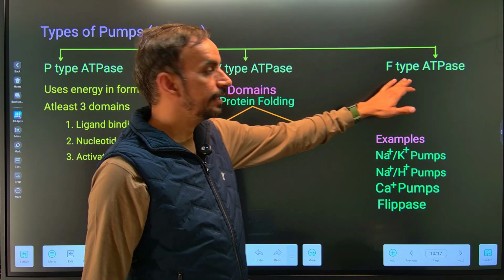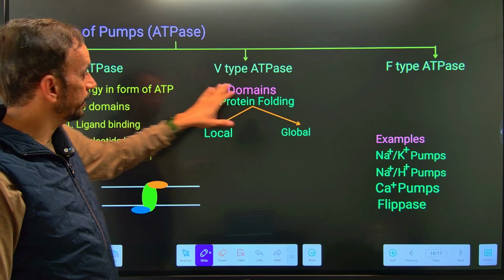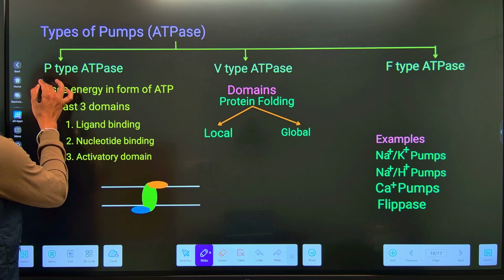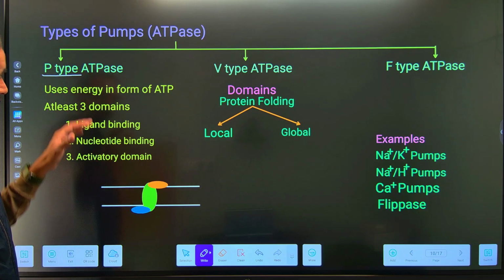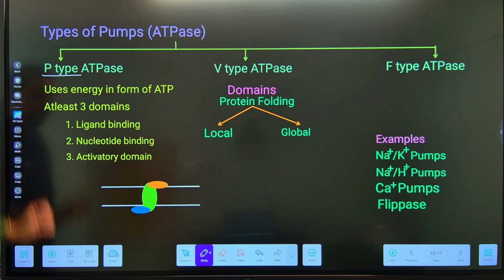तो अभी अपन ने just बात की थी F-type ATPase. So we are also having V-type ATPases and P-type ATPases, P-type pumps. So बात करते हैं एक एक करके इन ट्रांसपोर्टर्स के बारे में. स्टार्ट करते हैं अपन P-type ATPases के साथ में.